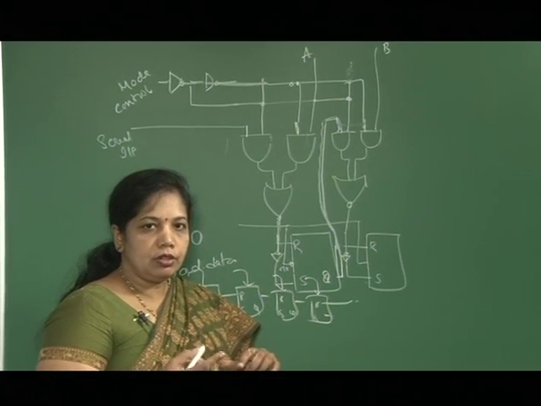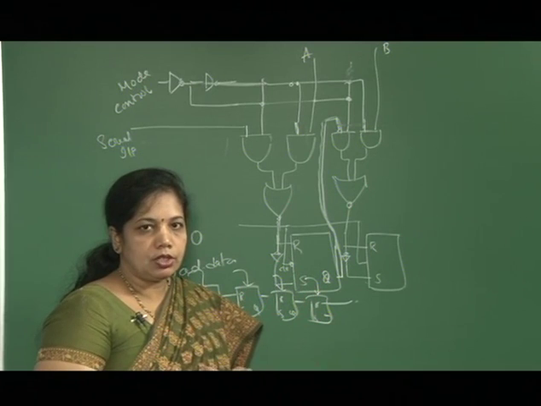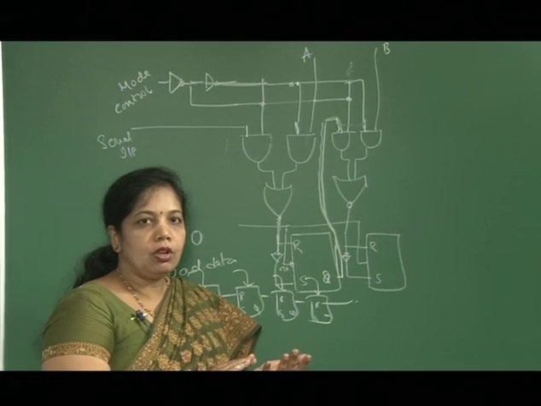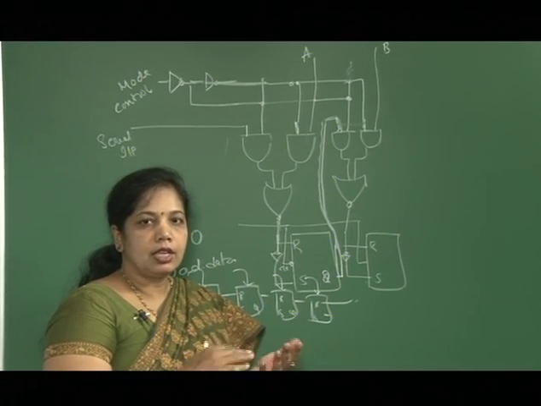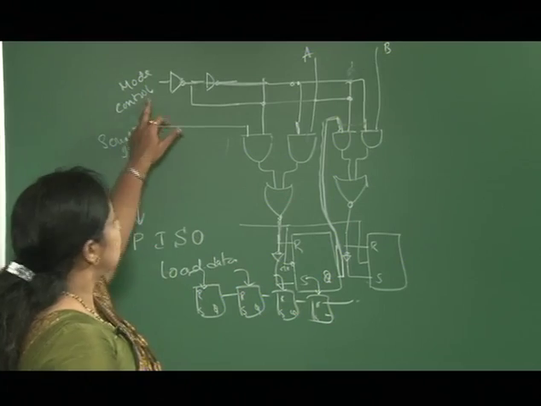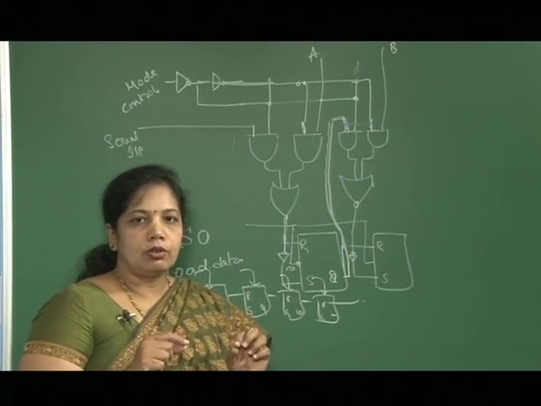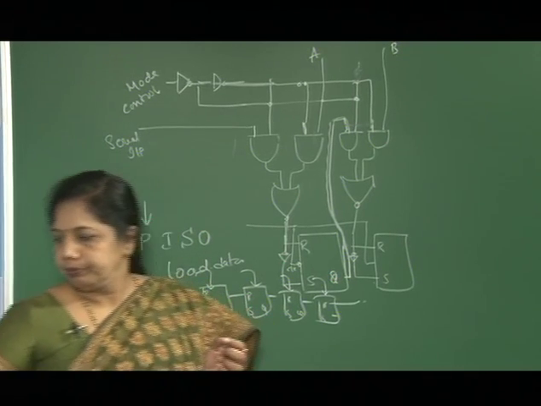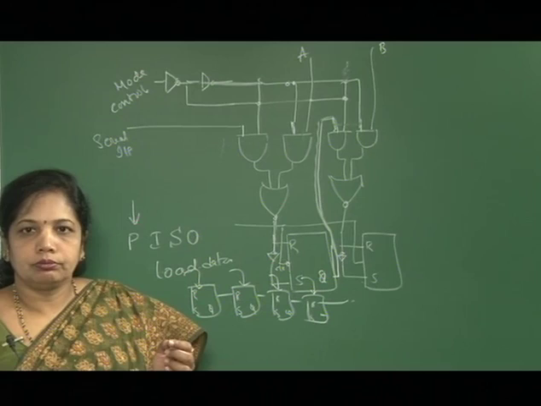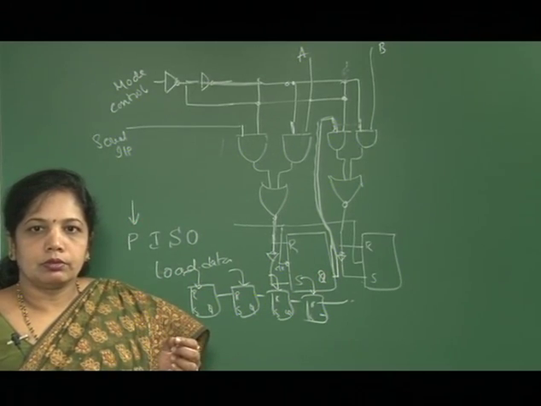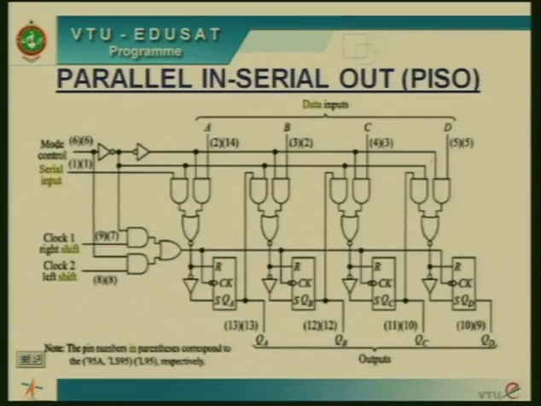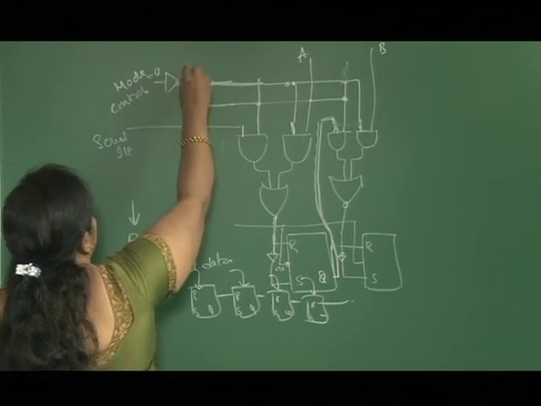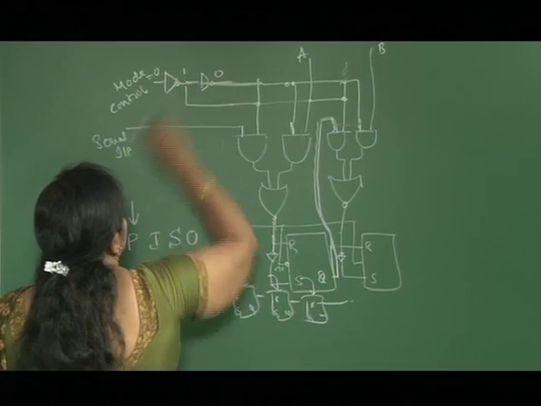When I want to shift this, my mode has to be changed. So from loading and then shifting, the mode control has to be changed. So we are using one control signal. Whenever there is a mode control 0 or 1, based on that I am going to load or shift. You can see here, when my mode is 0, this will become 1 and this is 0.